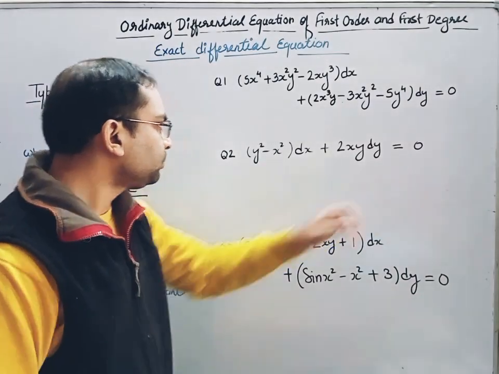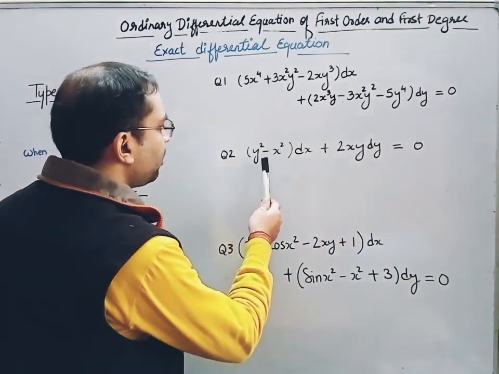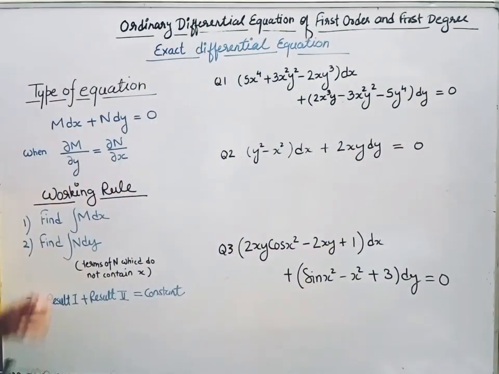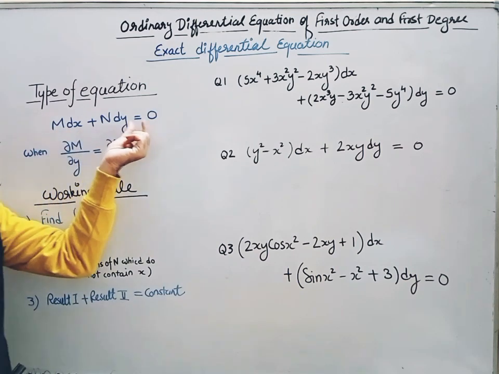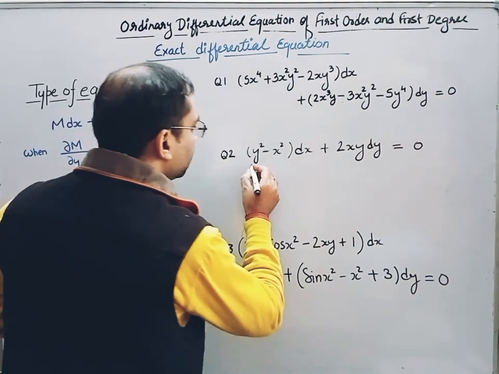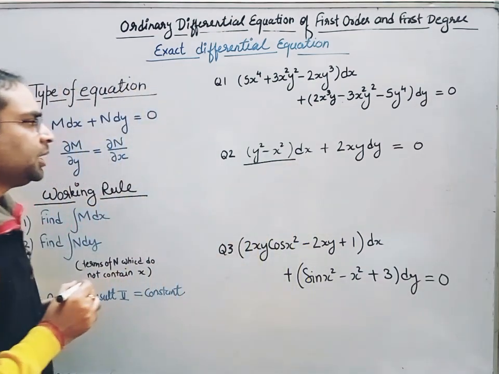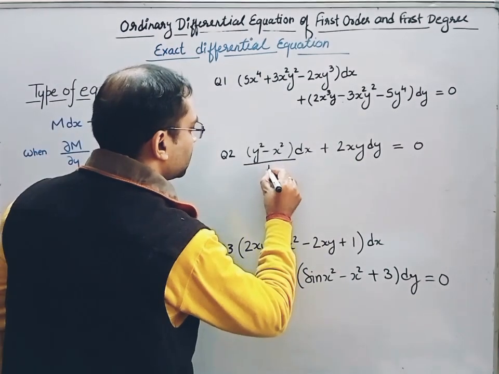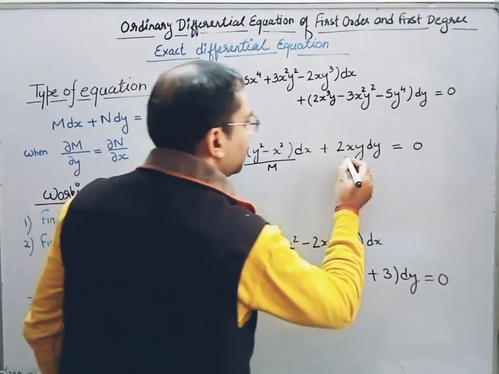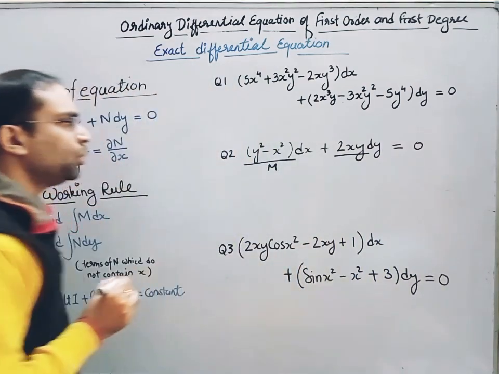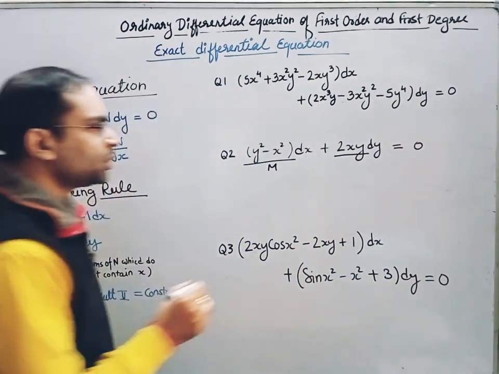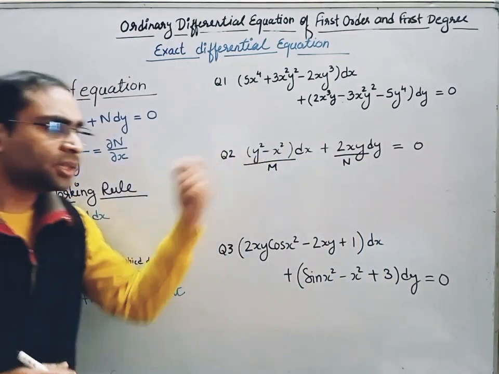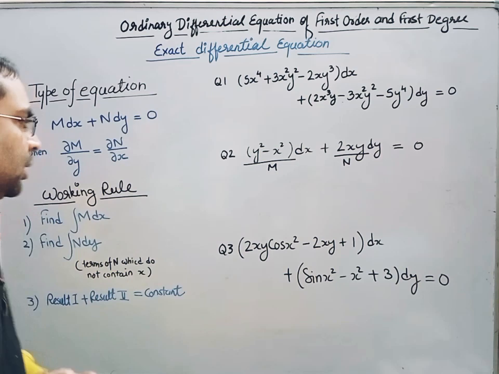Let's see which equation can be termed as exact differential equation. Let's see this example. Here we can see this is (y square minus x square) dx plus 2xy dy. So this is in the form M dx plus N dy is equal to 0, and we can consider this term y square minus x square, as it is associated with dx, as M for us. And here this 2xy, which is associated with dy, will be N for us. So it is in this form, but whether this is exact or not, for that we have to check this condition.